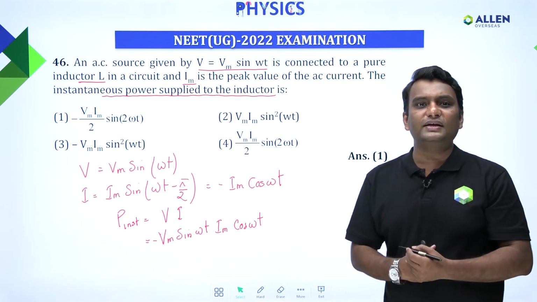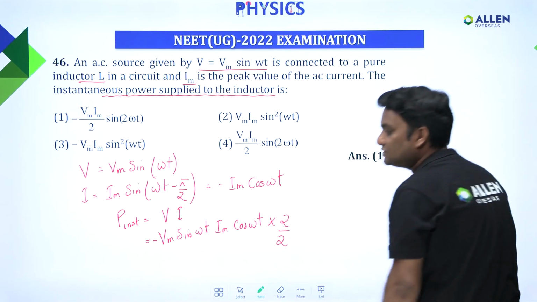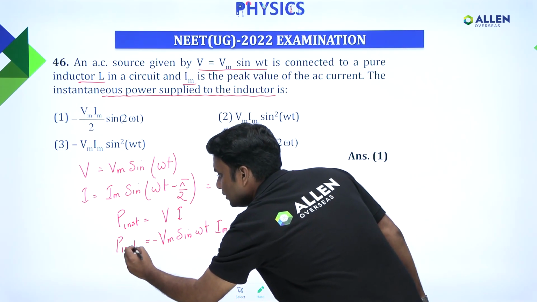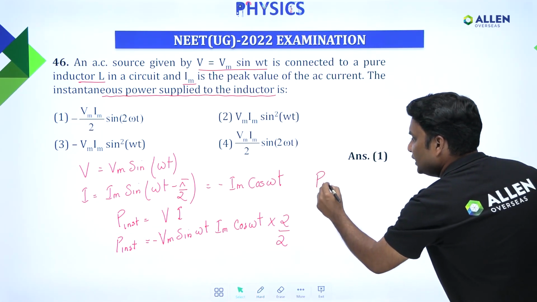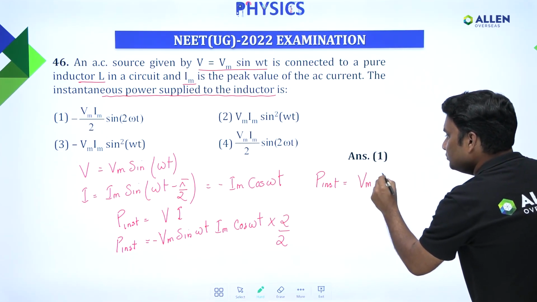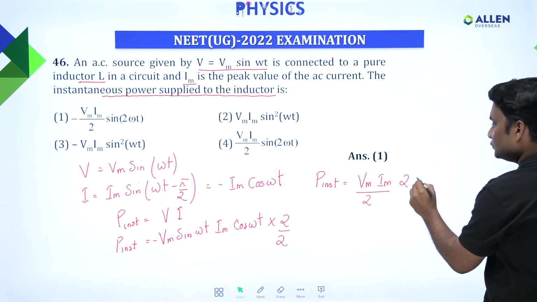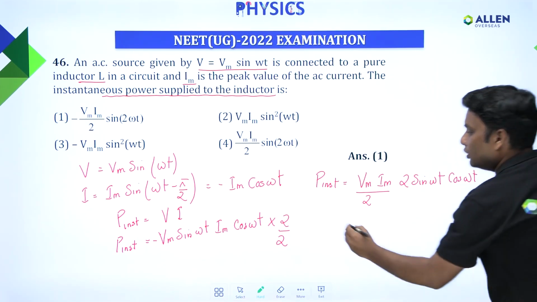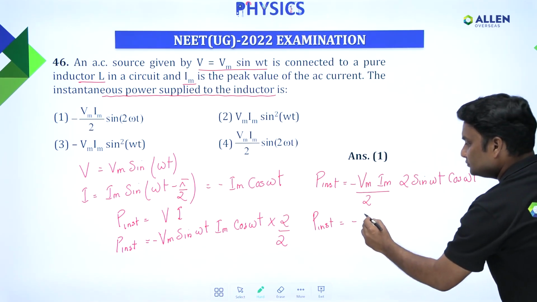Now here I just want to rearrange the expression a little bit. I'm going to multiply this expression by 2 and divide it by 2. It's not going to make any difference, but here I can rearrange it. P instantaneous means instantaneous power here. So it is going to become Vm Im by 2, and you can see here 2 sine omega t cos omega t.